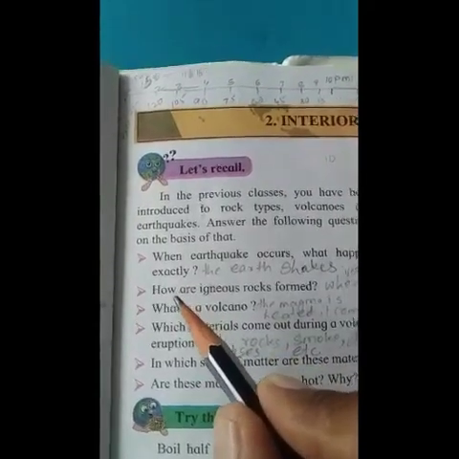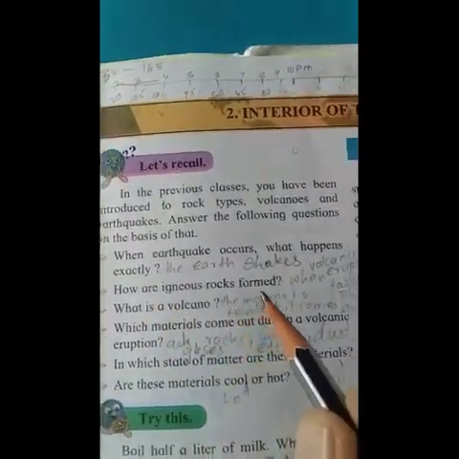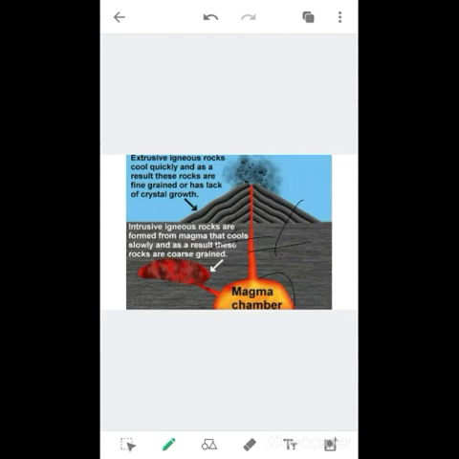Next question. How are igneous rocks formed? Matter coming out of volcanic eruptions consists of hot magma, gases, steam, etc. When lava cools and solidifies, igneous rocks are formed. These rocks are formed out of the material from the interior of the Earth.